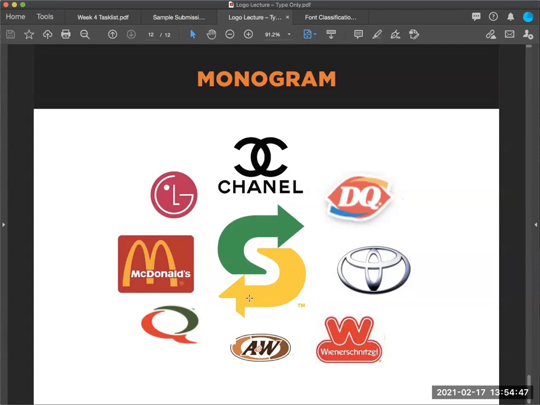So these two arrows that make the S, we have a little error here in the preview. That should not be white right there. The Q, that looks like a speech bubble. The M for the golden arches. And a monogram could be one letter, like the T for Toyota or the W for Wiener Schnitzel, or it could be multiple letters, like the DQ and the LG, and then the interlocking C's for Chanel.